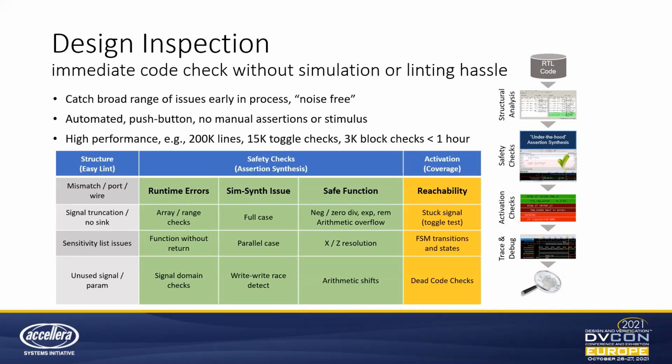As you've seen from the previous slide, DV Inspect checks are mainly classified in three types: the structure analysis, this is the OneSpin lint part. Then we have the activation checks, this is the reachability part, and we have the safety checks. The safety checks are actually assertions that are synthesized from RTL, and these are very important because if you have a failing assertion from the safety check category, then most likely there is an issue in your RTL. So it helps to catch a broad range of issues, as you can see here.